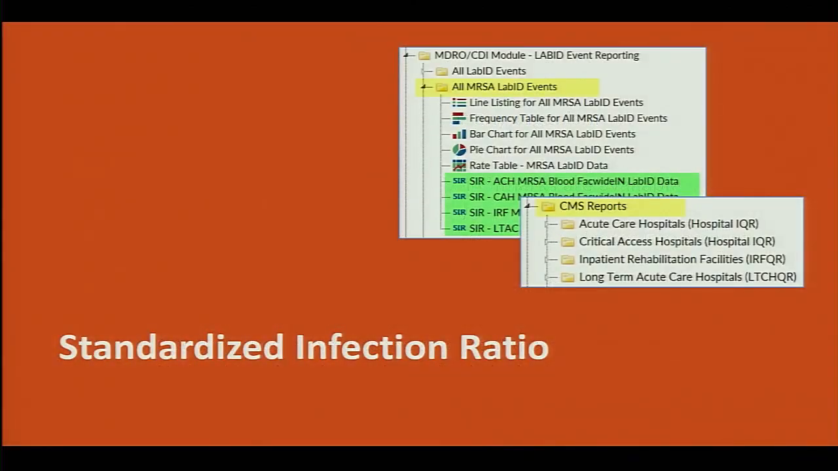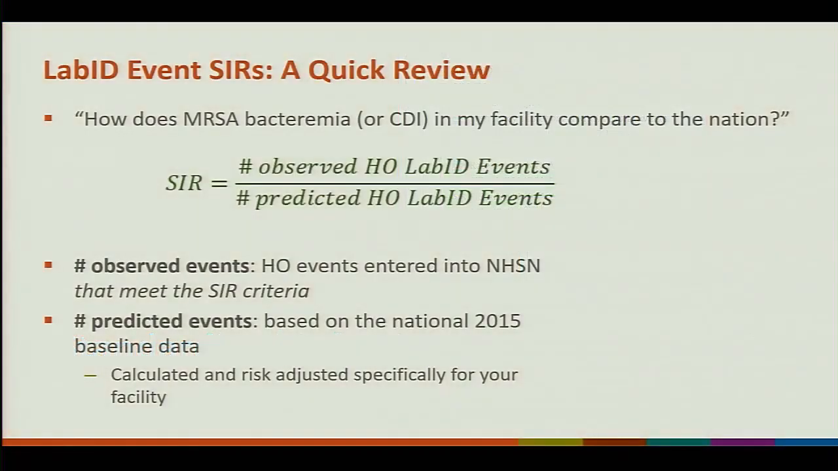Okay, so let's switch gears and talk about the standardized infection ratio. So it's Wednesday. I know we've been here for 2 days. You're all experts, I'm sure, on the SIR. But just in case, I'm going to do a quick little review. So this SIR, you can use it to answer the question, how does MRSA or CDI in my facility compare to the nation? The SIR is calculated as the number of observed healthcare onset events divided by the number of predicted healthcare onset events.